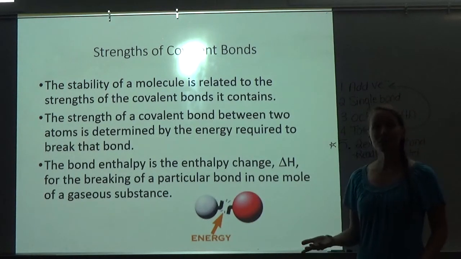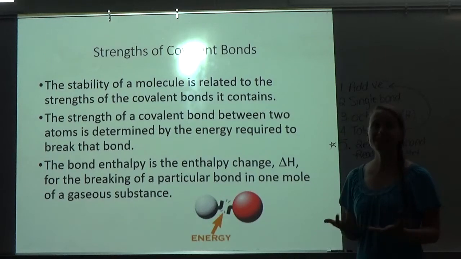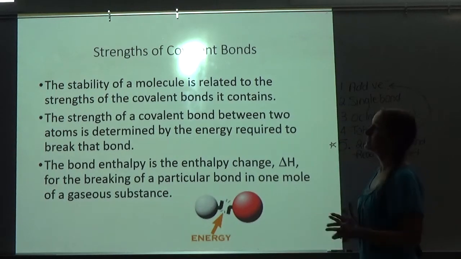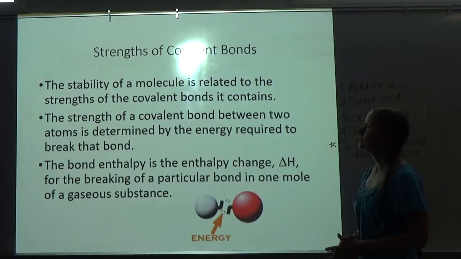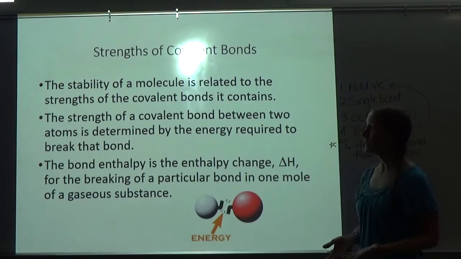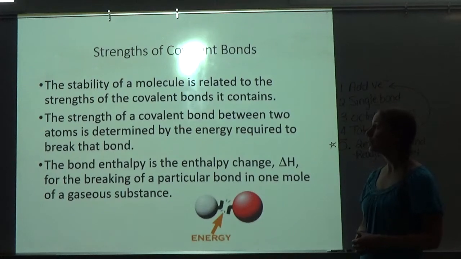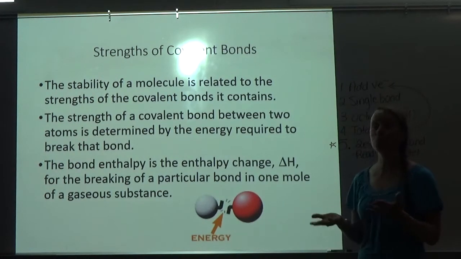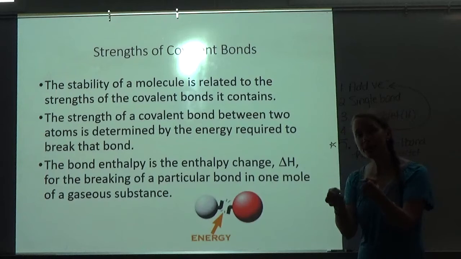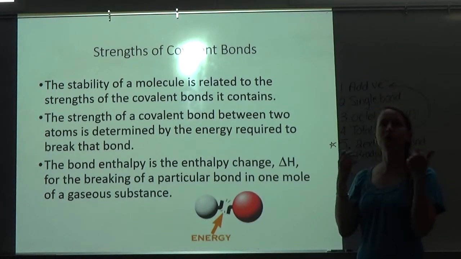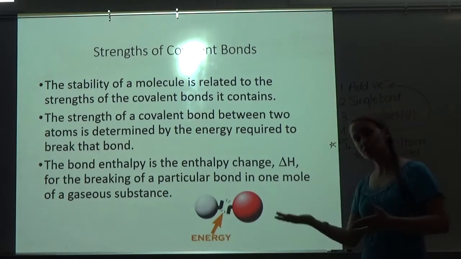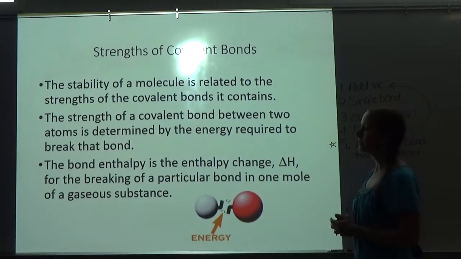Alright, so the next thing we're going to talk about is the strength of covalent bonds, and eventually we're going to get into bond enthalpies. So the stability of a molecule is related to the strength of the covalent bonds it contains. The strength of a covalent bond between two atoms is determined by the energy required to break that bond. So in order to break a bond, kind of like breaking a pencil, it requires energy. So the more energy required, the stronger we say the bond is.